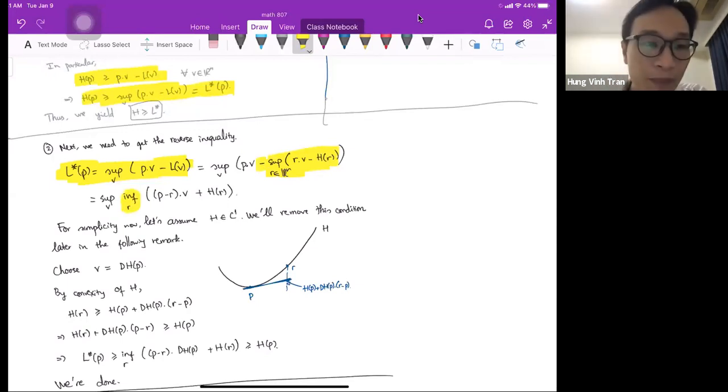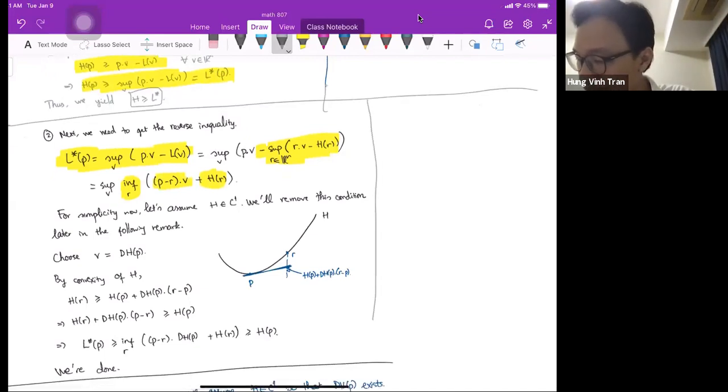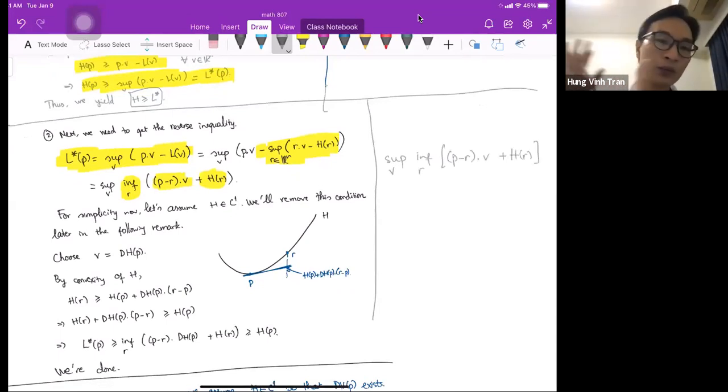So I have L star of P equals the supremum over V, infimum over R. Unpacking the brackets, I have P dot V minus R dot V, which becomes P minus R dot V, plus H of R. Up to now, nothing is tricky; we are just writing out the definitions as usual in mathematics. So let me write that formula again: the supremum over V, infimum over R, of P minus R dot V plus H of R.